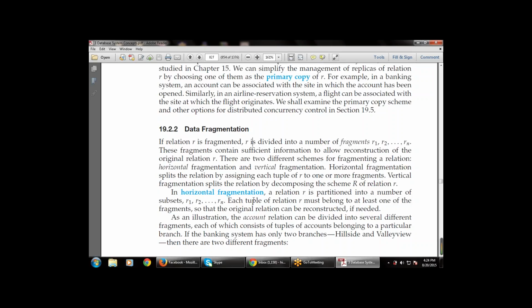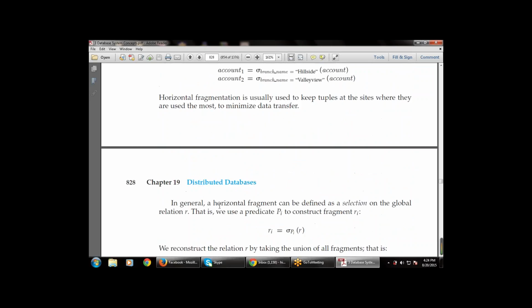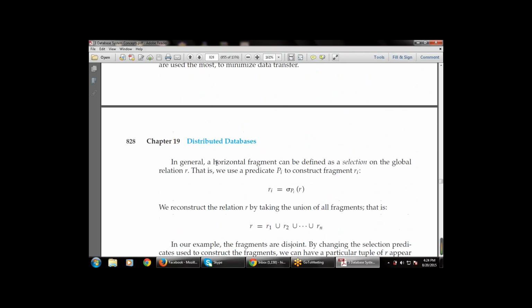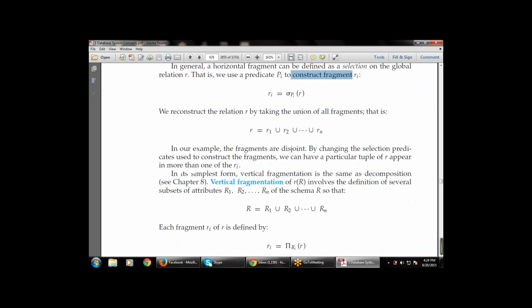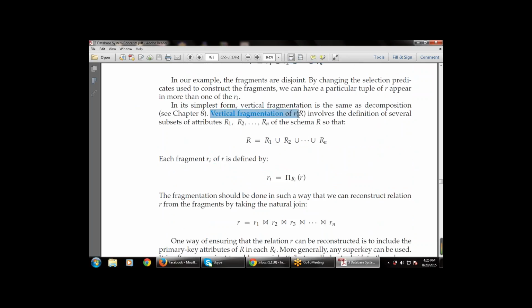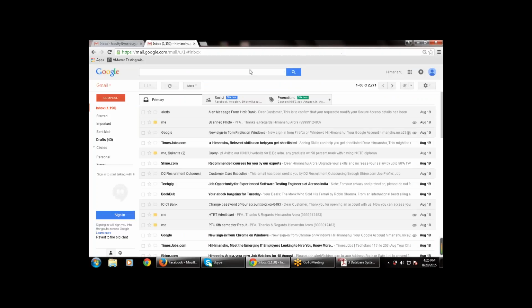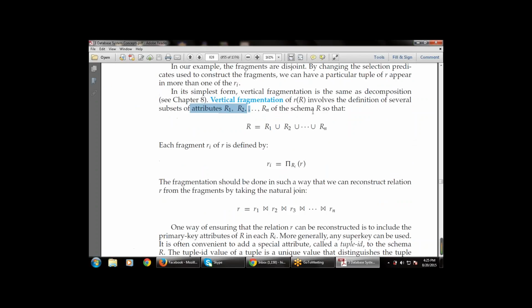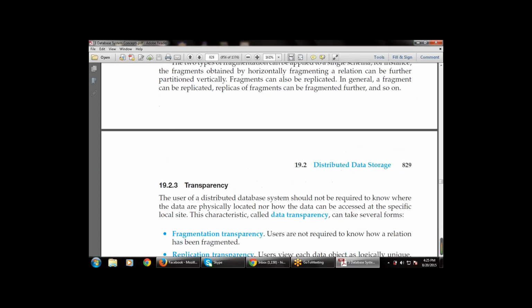An account relation can be divided into several different fragments, each of which consists of the tuples of accounts belonging to a particular branch. This is one example of horizontal fragmentation. In general, a horizontal fragment can be defined as a selection on the global relation R. That is, we can use a predicate to construct the fragment Ri. Vertical fragmentation involves the definition of various subsets of the attributes, for example of a relation R.